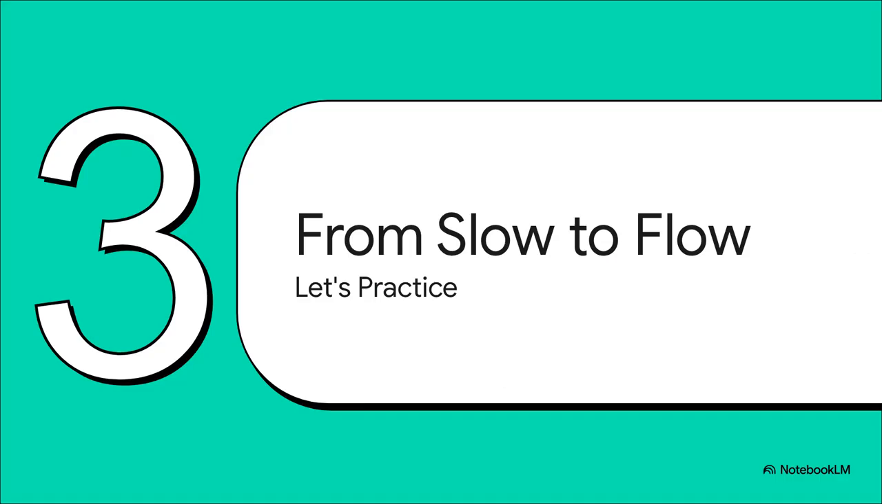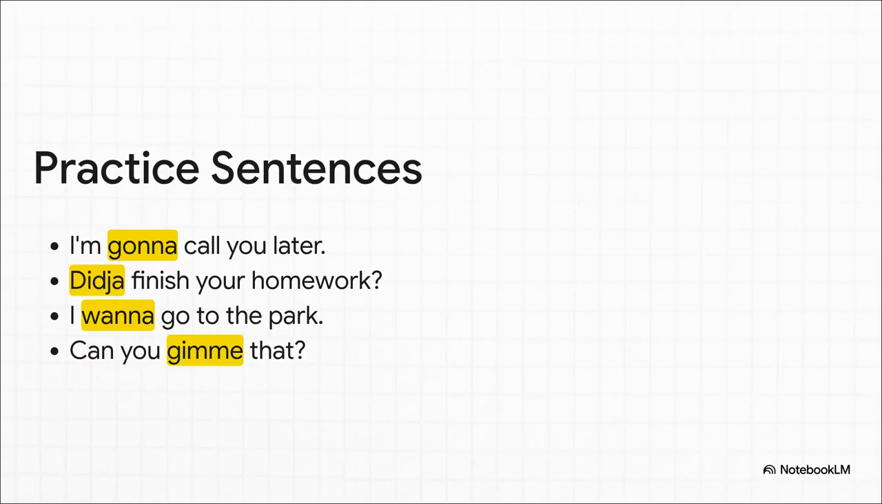Okay, you've learned about the music and you've learned about the shortcuts. Now for the fun part. Let's put it all together and transform those slow, clunky words into some natural, flowing speech. Let's try these out. I'll say each one slowly first, then at a natural pace. I want you to repeat after me. Ready? First, I'm going to call you later. Now, let's make it natural. I'm gonna call you later.